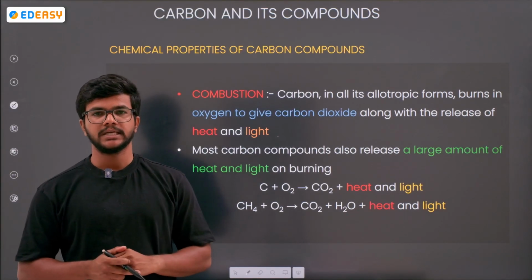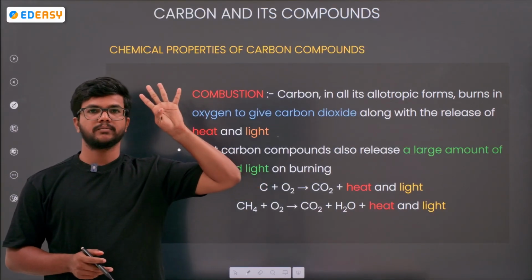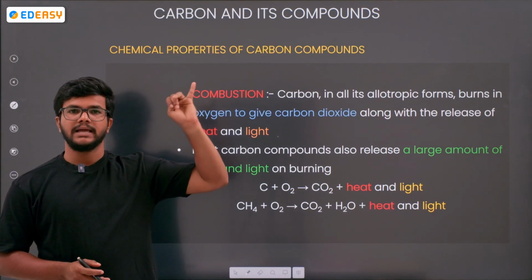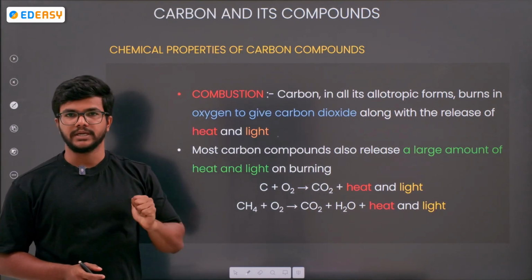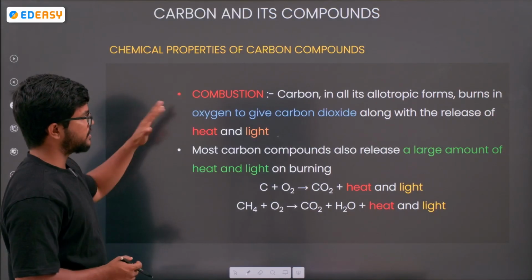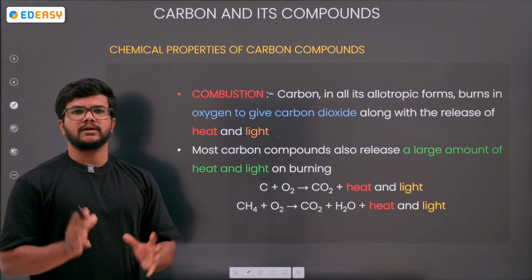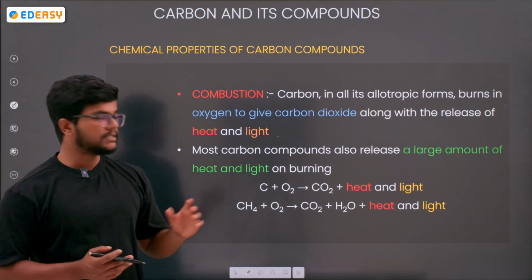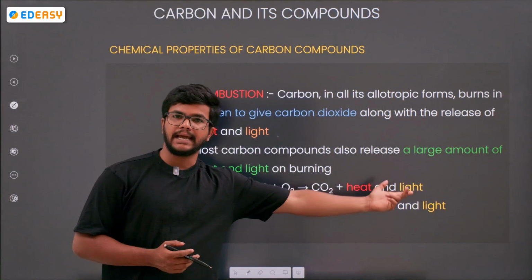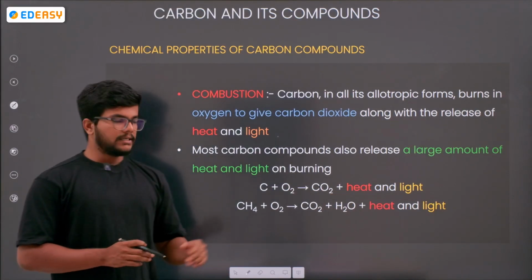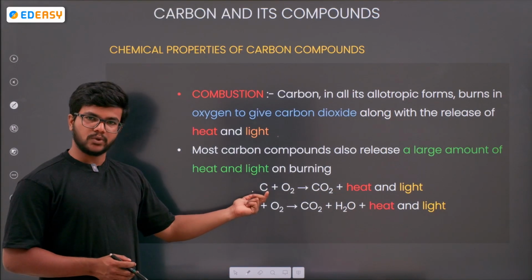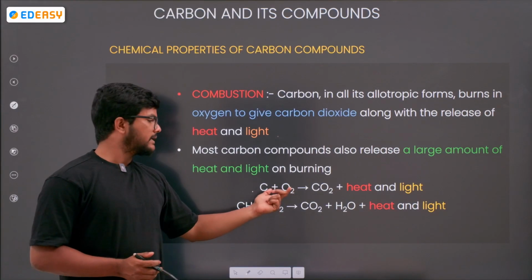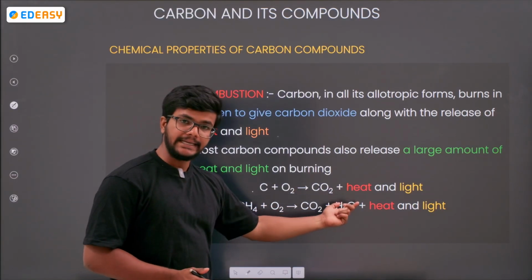Chemical properties of carbon. We have four types of chemical reactions. First is combustion. Next are oxidation, addition reaction, and substitution reaction. Let me tell you, first is the combustion reaction. Combustion of carbon compounds will give you three major things: carbon dioxide, heat, and light, along with water molecules. Like when carbon itself, as coal, is combusted in the presence of oxygen. Combustion means we require oxygen. It gives carbon dioxide gas, heat plus light.